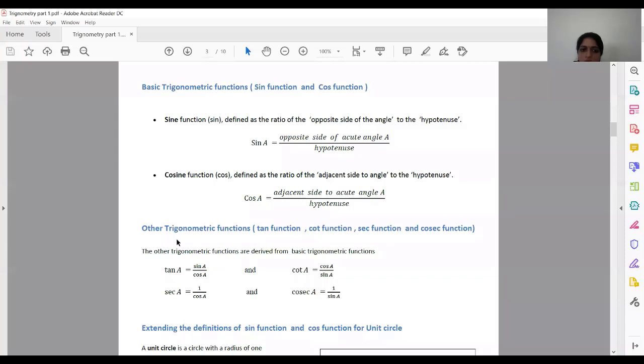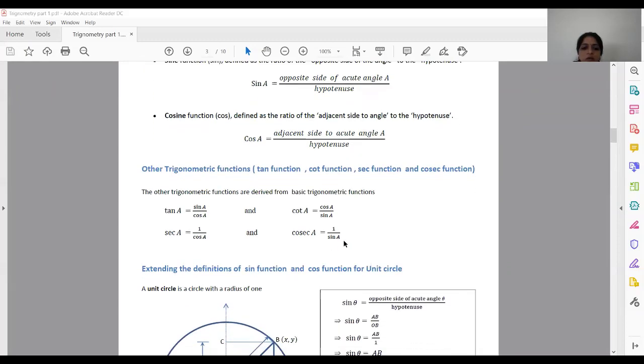And the other trigonometry functions are tan, cot, sec and cosec. These two are basic functions and the others are tan, cot, sec, cosec. What about tan? Tan is sine upon cos. What about cot? Cos upon sine. Sec is 1 upon cos and cosec is 1 upon sine. So these are the trigonometry functions. Two functions we are taking as basic functions and the others are tan, cot, sec and cosec.